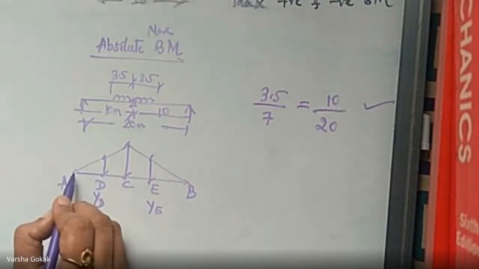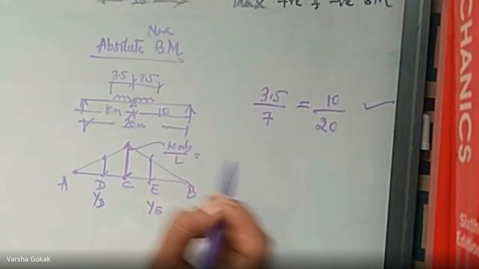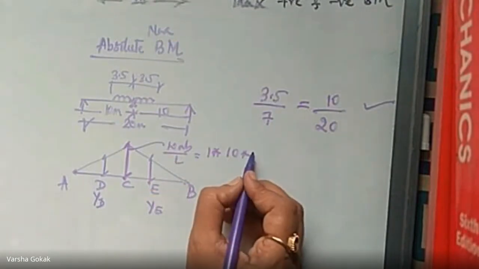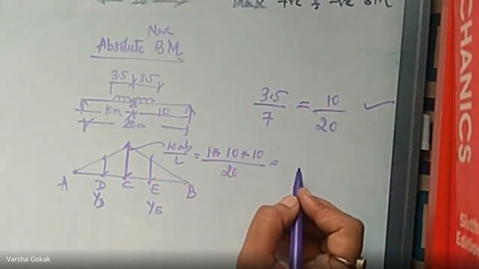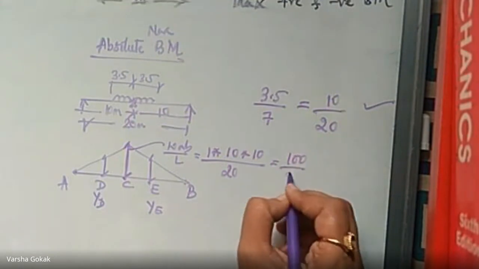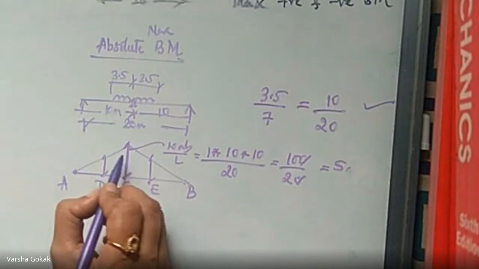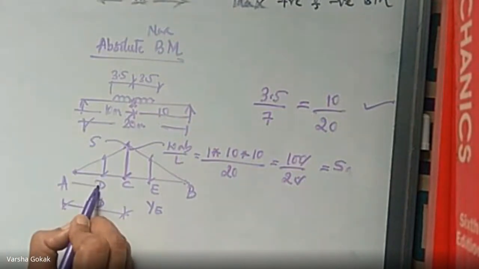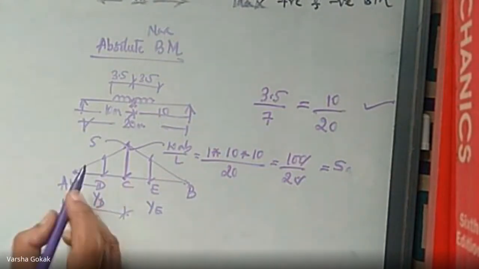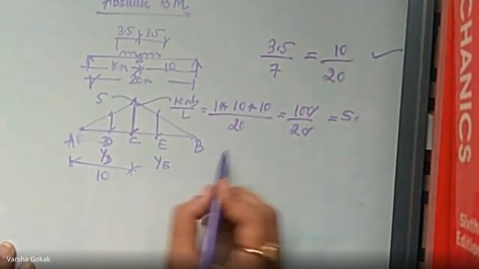This is 0. This value is going to be what? WAB by L. W is 1, A is 10, B is also 10, divided by L. L is how much? 20. So what is this value? 100 by 20. So it is going to be 5, the ratio WAB by L. Now this value is 5. If I want to calculate YD and YE, this being 10 and I know this being 10 minus 3.5, that is 6.5. Okay, so put the ratios.